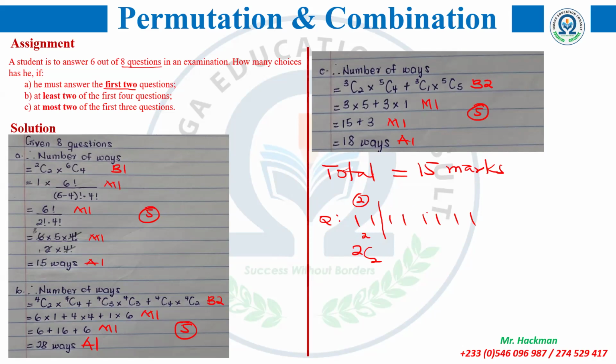And now the remaining questions here, I am left with how many? This will be 6 questions. If I answer 2 here, in all I'm supposed to answer 6 questions. So if I have answered 2 questions here, I need 4 more. But the 4 more must be selected here. So it will be 6 combination 4. So that's exactly what she has here.